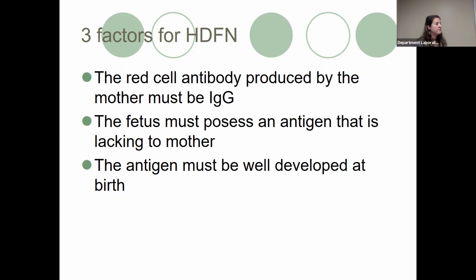So the antibody comes from mom. The baby is antigen positive for which mom has the antibody, all right? So mom has the corresponding antibody to the antigen present on the baby's red cells. And then the antigen is well developed at birth. So your Lewis and your P1 typically are not well developed at birth. So that's why they're not a concern in hemolytic disease of the newborn. And as well, if mom has Lewis A or B, we know that it cannot cross the placenta anyway, all right?